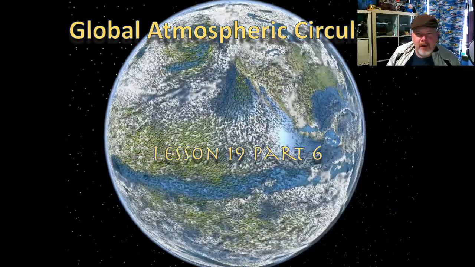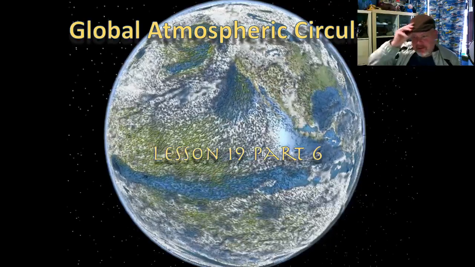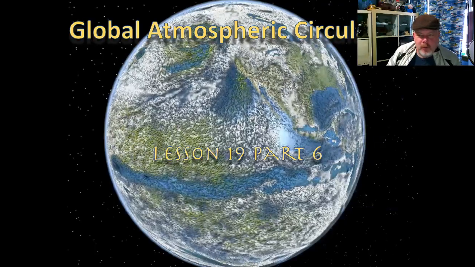We're still talking about weather. We're still in lesson part 19, which is, we're now at part 6, our 6th video of the unit. This time we're going to be talking about global circulation.